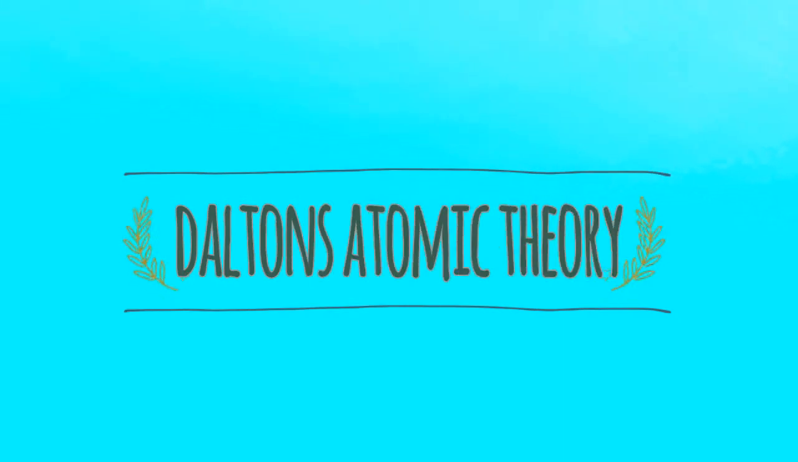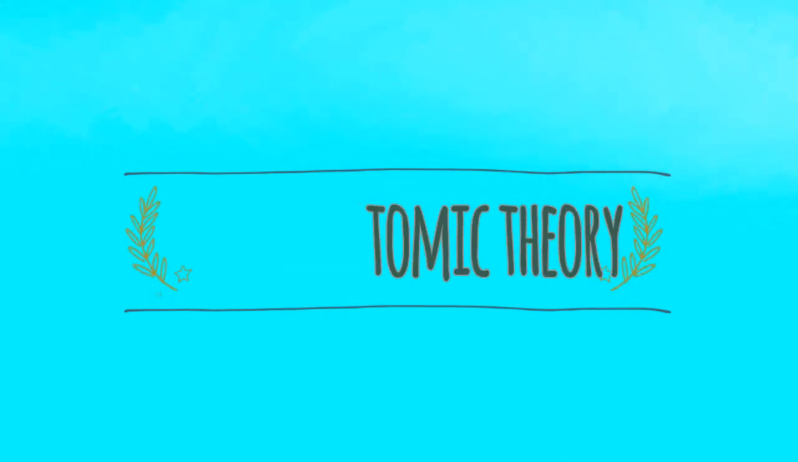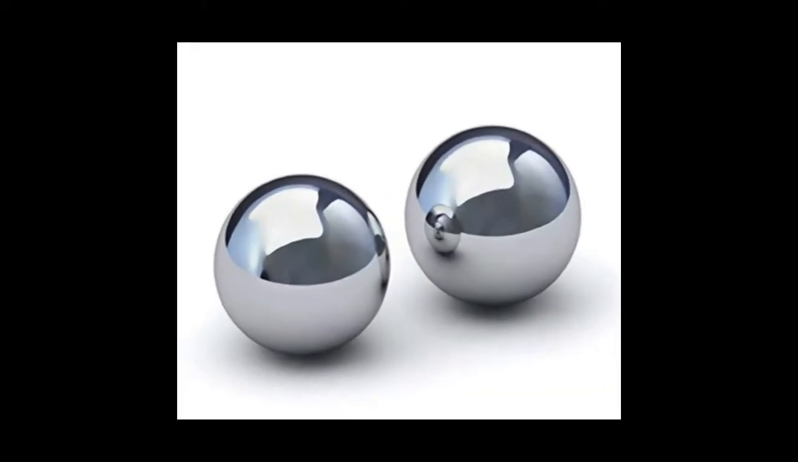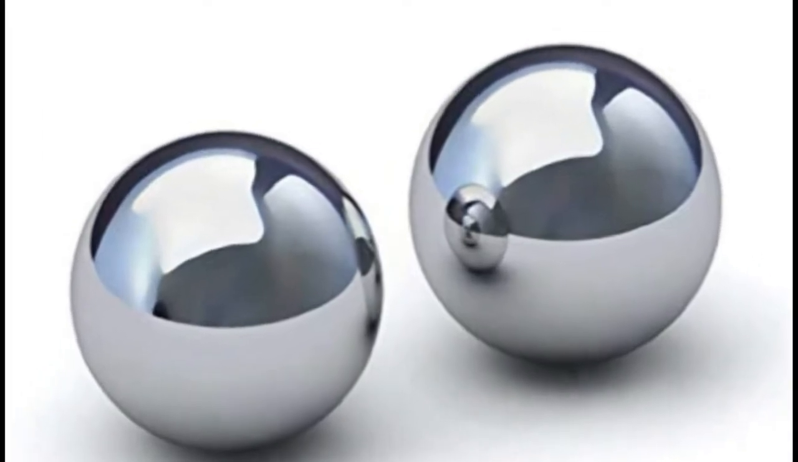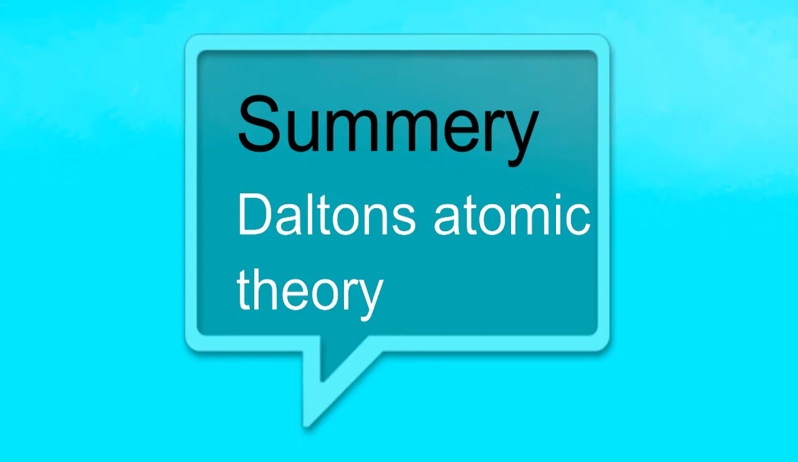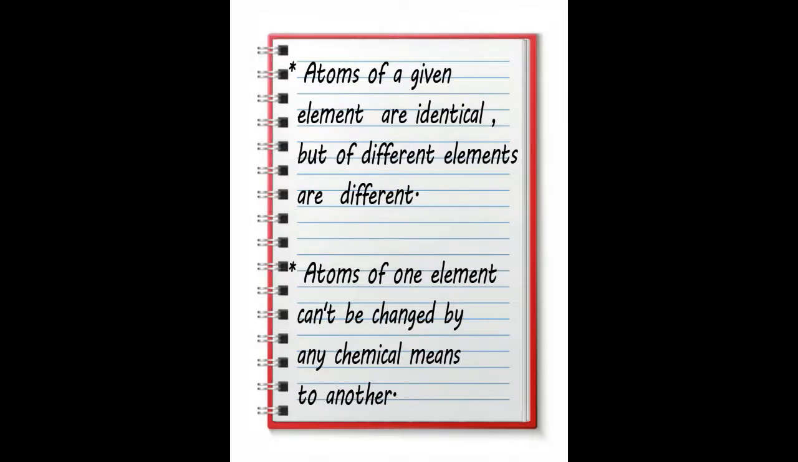The basis for modern chemistry was Dalton's atomic theory. He presented it in the year 1803. Dalton said that every matter is made up of tiny spherical particles called atoms, and that atoms can't be destroyed or newly created. As a summary, Dalton's atomic theory included the following things.